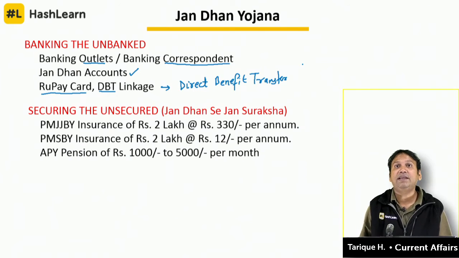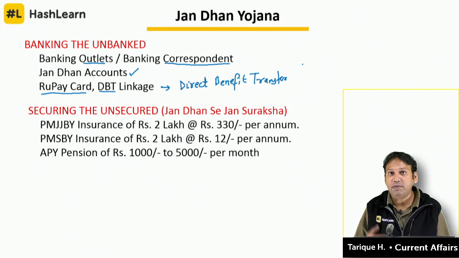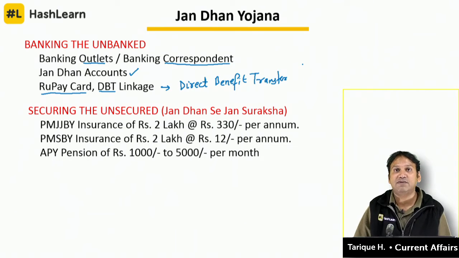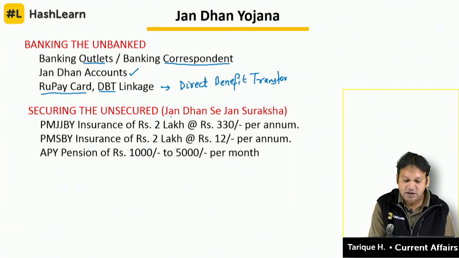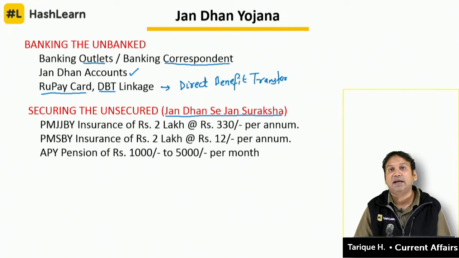Next one is securing the unsecured, providing insurance to those who don't have insurance. Now, how many people in India have insurance? Life insurance, health insurance, accident insurance, a very minuscule percent. So to provide insurance policies at a very nominal rate to those who don't have insurance policies, that is also the second objective of the Jan Dhan Yojana, that is securing the unsecured. Jan Dhan se Jan Suraksha, that means insurance policies linked with the Jan Dhan accounts.